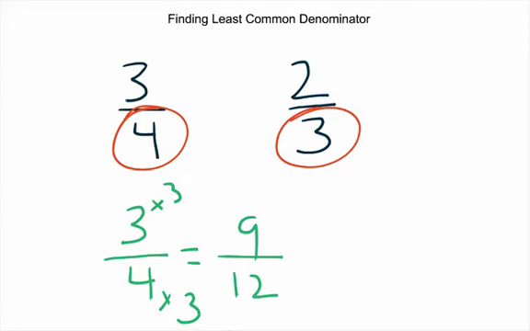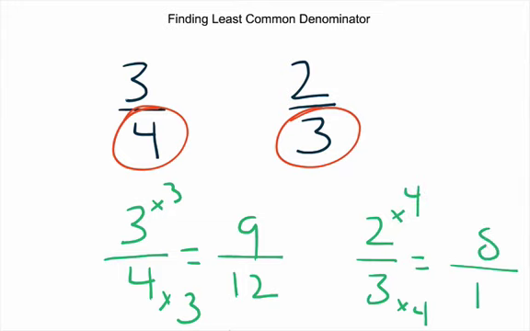Now, if I have my other fraction here, 2 over 3, again, converting it into a fraction of 12. What am I doing here? Multiplying by 4. What I do to the bottom, I have to do to the top. I get 8. So, my new fractions with the same denominator now, you can see, are 9 out of 12 and 8 out of 12.